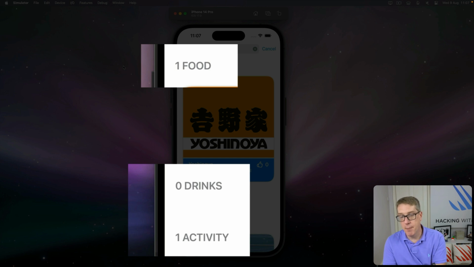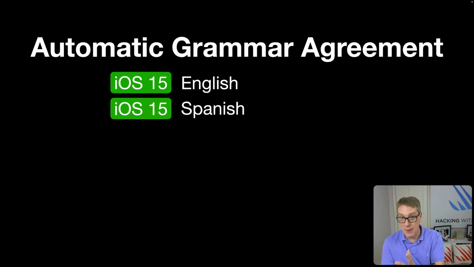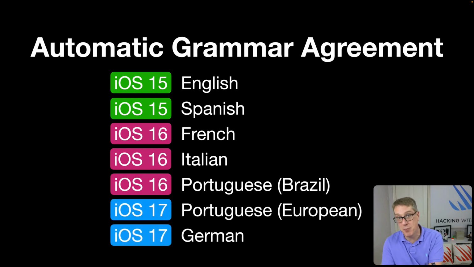This is done by an underlying Foundation system called automatic grammar agreement. This was introduced a few iOS versions ago, iOS 15, for English and Spanish. But they've added to it since then. They've said in iOS 16 they'll add French, Italian, and Brazilian Portuguese, and in iOS 17 they've added European Portuguese and German. So we get a whole bunch of common European languages automatically inflected in our code with no extra work from us. It's really, really nice.